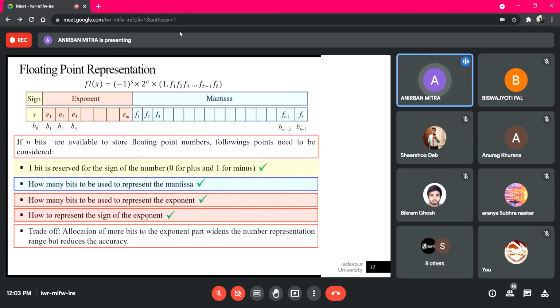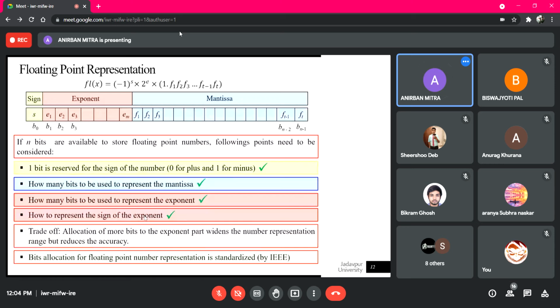The good news is that this is all standardized. That means you do not need to decide. It is already decided. The bit allocation for floating point number representation is standardized by IEEE. So next, we will look at the IEEE standards.